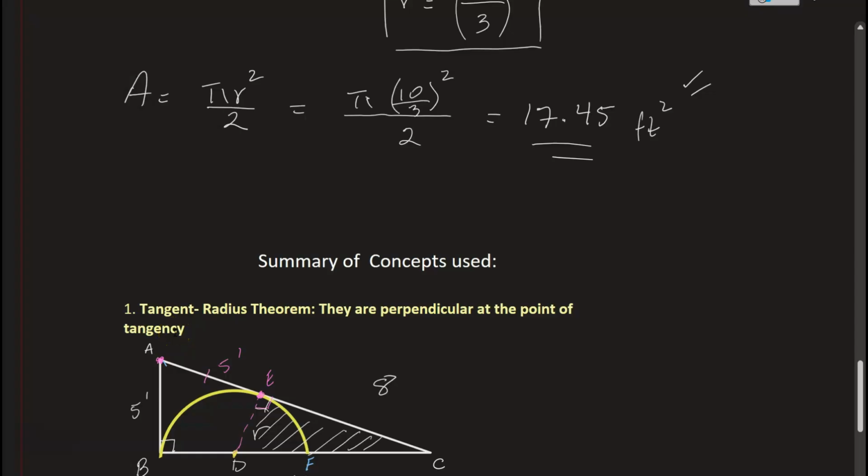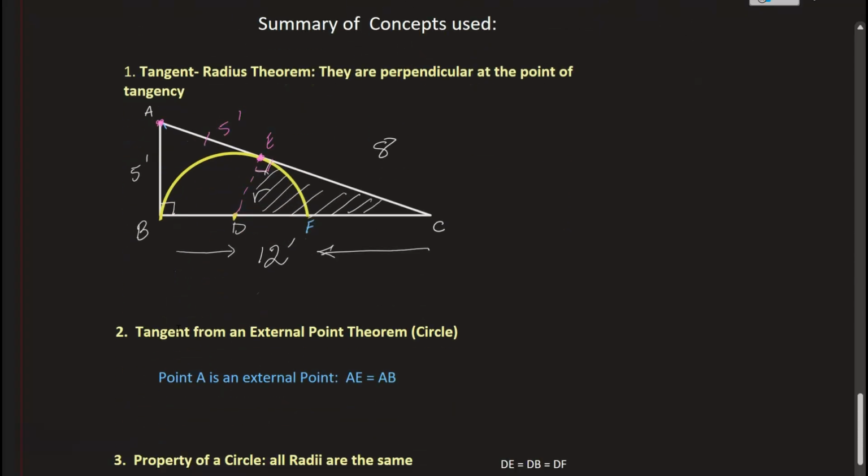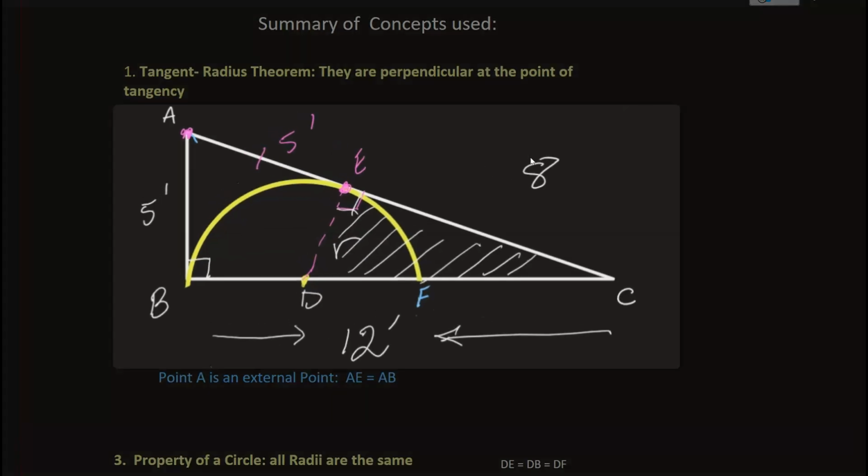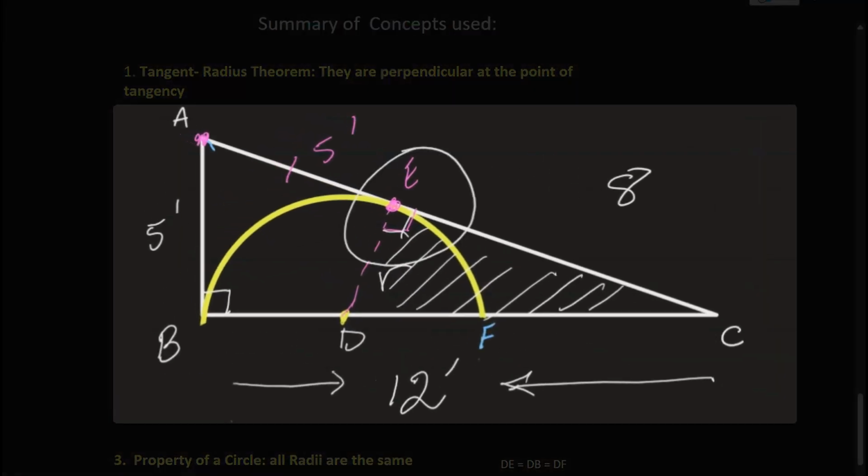All right, let's look at the summary of concepts that we used. There were 4 or 5. Let's start with the first one, the tangent radius theorem, where the radius and tangent are perpendicular at the point of tangency. This is a very important part to understand. That is 90 degrees. If we didn't know that, then we couldn't solve this. Based on the tangent radius theorem, the angle at vertex E in CED is 90 degrees, and therefore we can implement another theorem, which is Pythagorean.